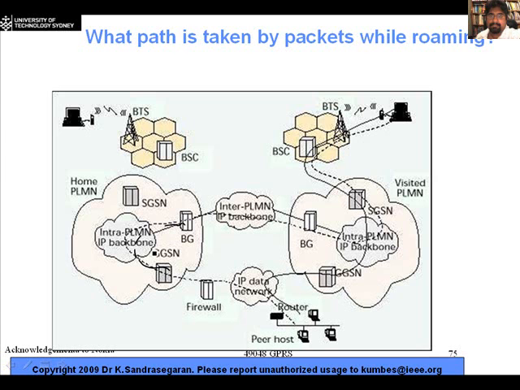Okay, another possibility is maybe through the visited network's SGSN, visited network GGSN, to the service through the internet. Okay, so there are different ways that roaming can be arranged, and this diagram shows that concept.